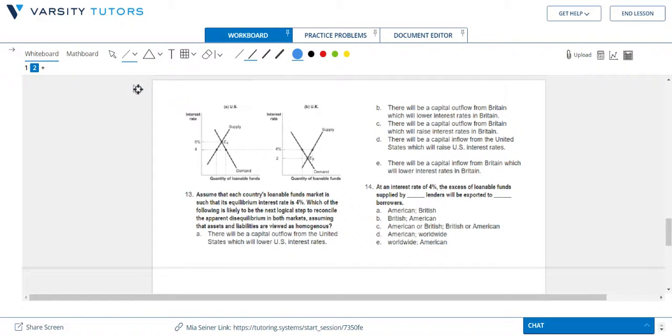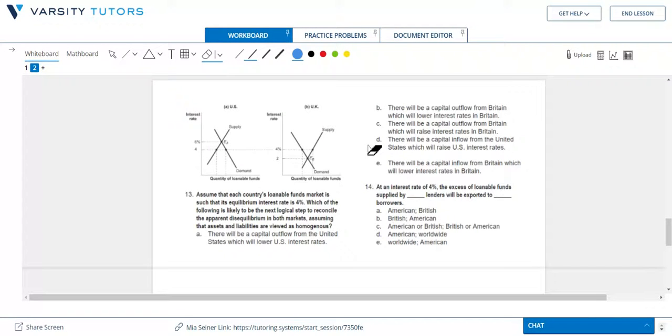So here, assume that each country's loanable funds market is such that the equilibrium interest rate is 4%. That's saying right now this is the equilibrium interest rate for these countries. It just exists, nothing we can do about it. Assuming that assets and liabilities are homogeneous, in order for them to trade with each other, that has to be true. What's the next logical step for reconciling this apparent disequilibrium?